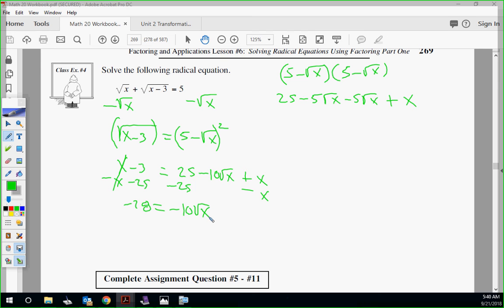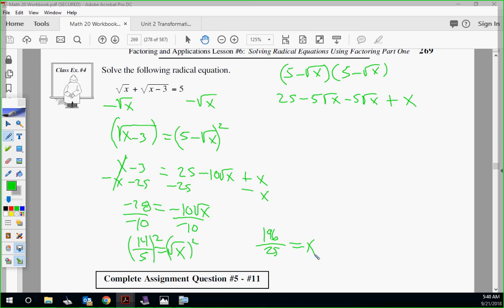And so we're going to go ahead and divide by the negative 10. We're trying to isolate the radical. Okay, and so that gives me 28 over 10 reduces to 14 over 5. So we'll just leave that, 14 over 5 is root x. And now we're going to square both sides. So square both sides, we should know 14 squared. 14 squared is 196. 5 squared is 25. So 196 over 25 equals x.